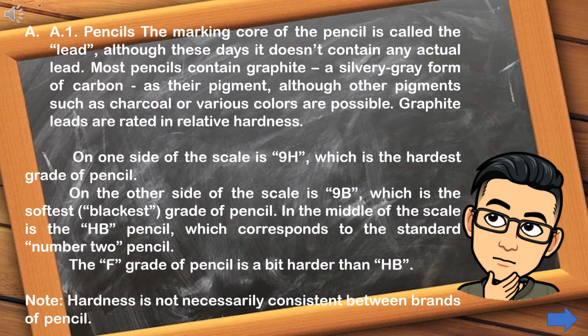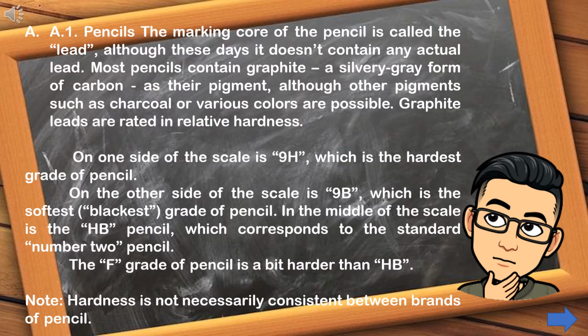Under dry media, 1. Pencils. The marking core of the pencil is called the lead, although these days it doesn't contain any actual lead. Most pencils contain graphite, a silvery gray form of carbon, as their pigment, although other pigments such as charcoal or various colors are possible. Graphite leads are rated in relative hardness. On one side of the scale is 9H, which is the hardest grade of pencil. On the other side of the scale is 9B, which is the softest, blackest, grade of pencil.